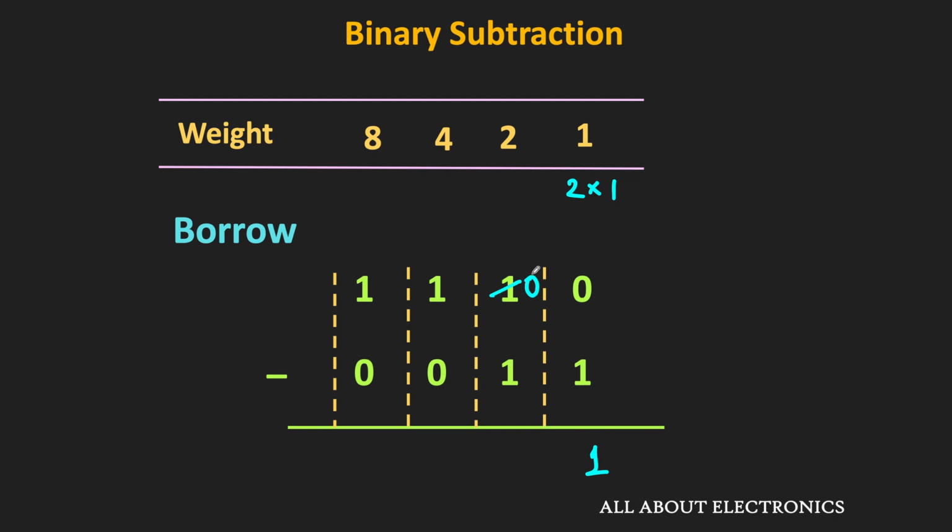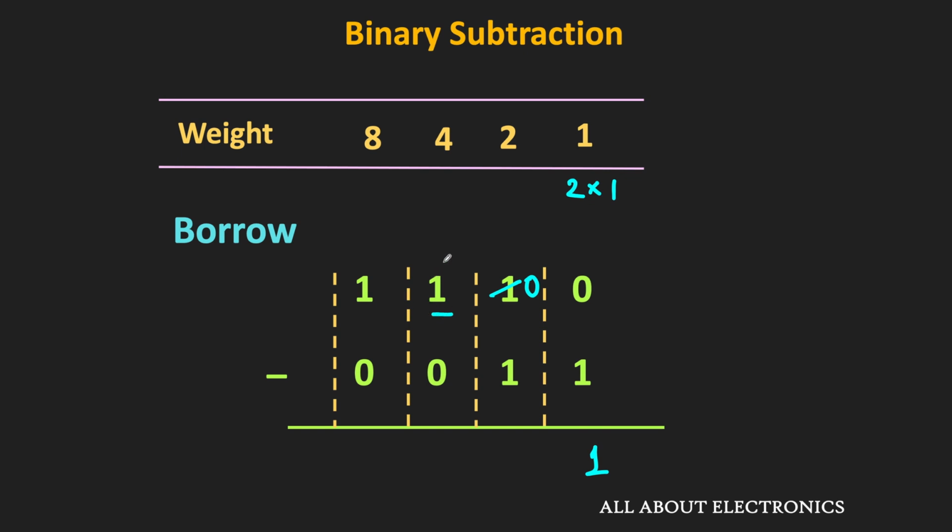Alright, so now if we move to the next column, this 1 is already borrowed. So now we have a 0 minus 1. Once again, we cannot subtract a 1 from the 0. Therefore, we need to take the borrow from the next column. First, we need to check whether we can borrow from the next column or not. If there is a 1 in the next column, then we can directly borrow it. But if there is a 0 in that column, then once again we need to go to the next column. In this case, since there is a 1 in this fourth column, we can directly borrow this 1 from the fourth column.